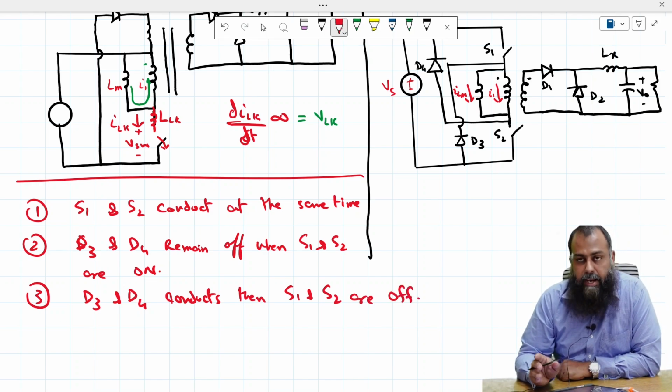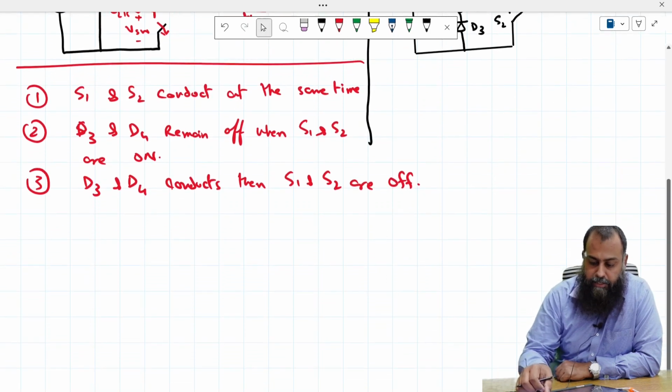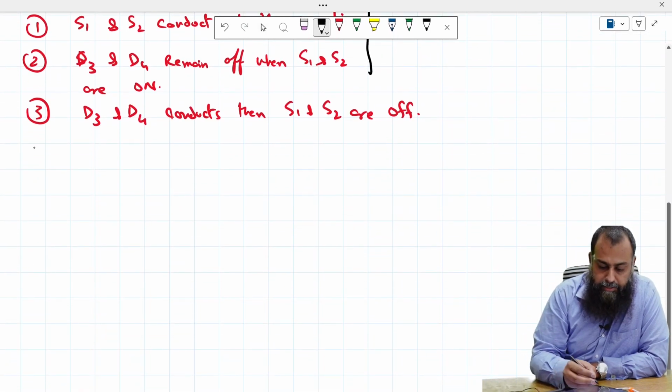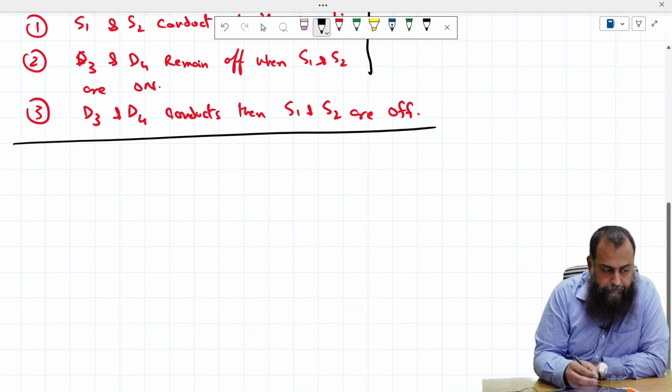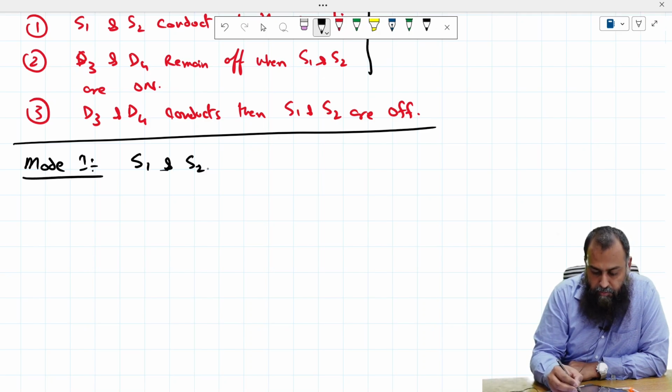So let us analyze this circuit. We will draw the equivalent circuit based on the duty ratio applied to a double-ended forward converter, and we will see what happens when we turn on the switches and when we turn off the switches, and what the equivalent circuit is. Let us say this is mode 1. Mode 1 is when S1 and S2 are turned on.